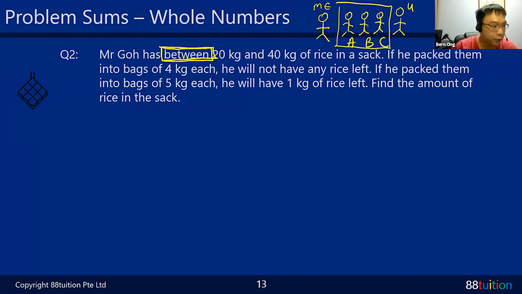Yes. Good. Okay, so down here, what do you do? Very similar question. If Mr. Go packed the bags into 4 kg each, there will not be any remainder. He will not have any rice left. No remainder means what? 4 timetable. Same thing. You start off with multiples of 4. If you divide by one packet 4 kg, another packet 4 kg, another packet 4 kg.